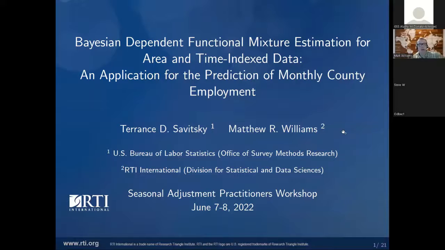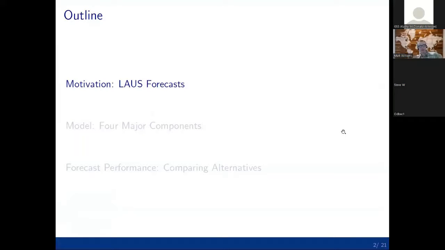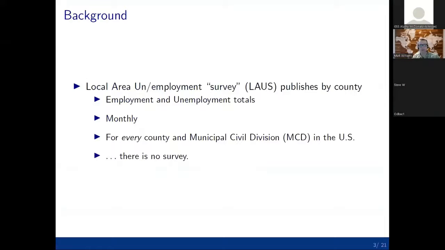Today, we're gonna break it up into three sections. Talk about the data set, the local area unemployment survey forecasts, and then we'll talk about the different modeling components that we put together and how they work. And then we'll spend time looking at some plots to compare performance from different alternatives. So hopefully there'll be some time for questions, even if I slow down a little bit.